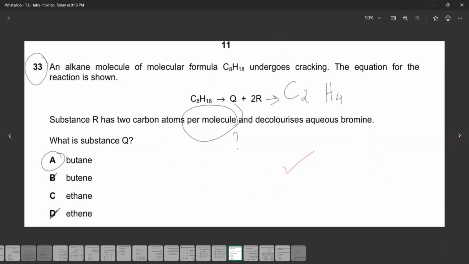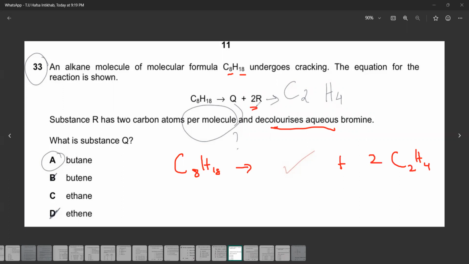An alkane molecule with a molecular formula of C8H18 undergoes cracking. The equation is shown for the cracking. The substance R contains 2 carbon atoms per molecule. Like there are 2 carbon atoms in one molecule. That is C2, and it decolorizes the bromine, so it is an alkene. What is substance Q? So look here, we have C8H18. So 2 carbon atoms per molecule, so C2 is there. So how many hydrogens? Because it's an alkene, the number of hydrogens should be twice, and there are 2. So we put 4 here.